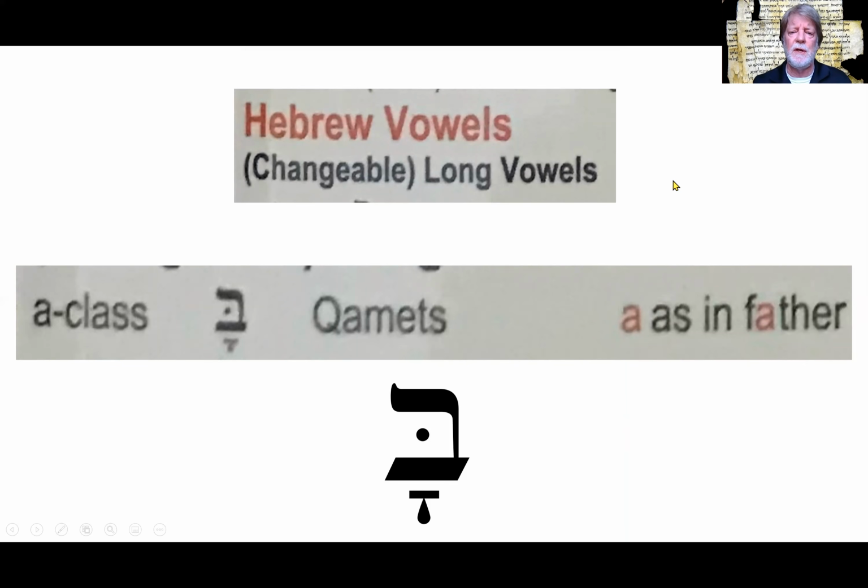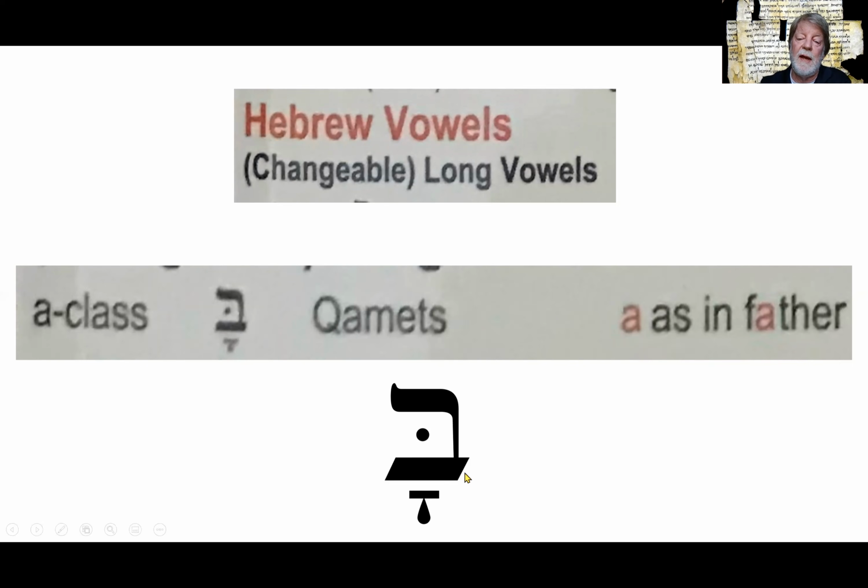So from the first chart that we just looked at, here's the title, Hebrew Vowels, and these are changeable long vowels. And here's the first one that we looked at. It's an A class vowel. It goes below the consonant. The name of the vowel is kametz, and it's pronounced as an A, as in father. So it's an ah sound.